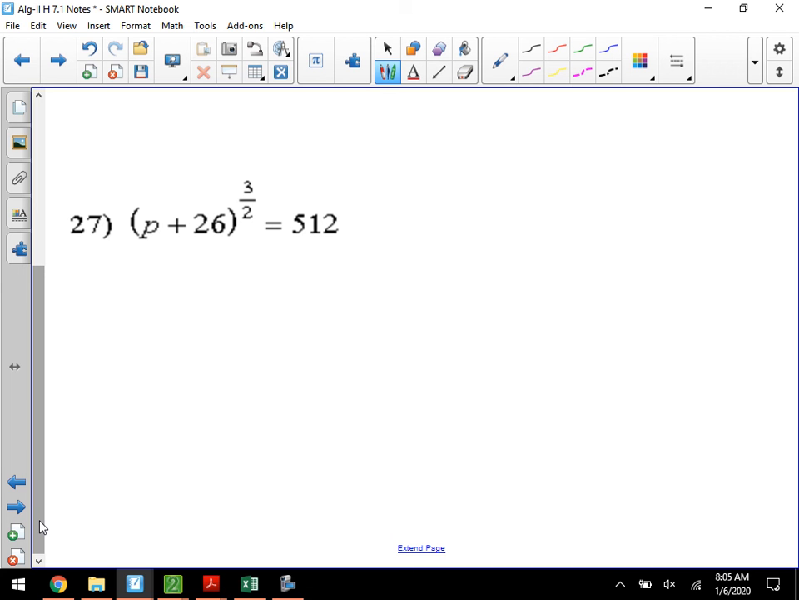x plus 26 to the 3 halves equals 512. Wow, that sounds fun. Okay. Now, I want to see if you remember what to do with the exponent. We're going to take the square root of 5. So let me ask you this. Hold on a second.